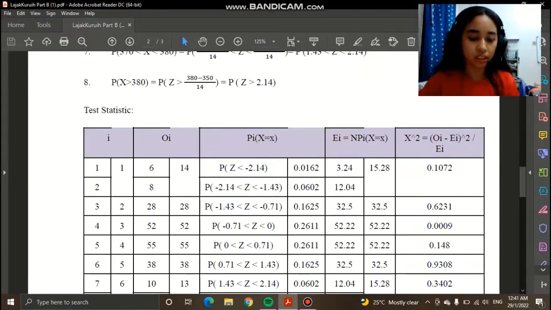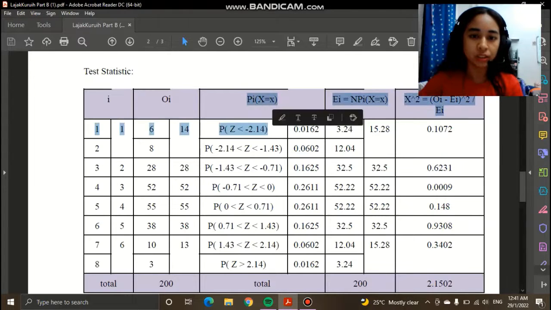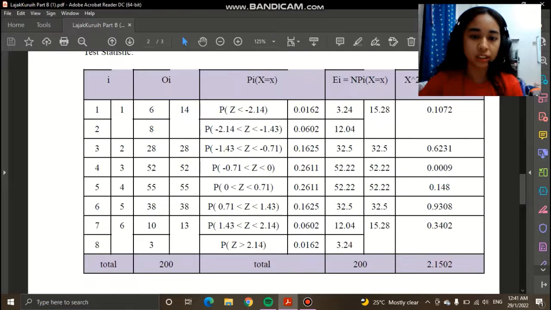For the test statistic, we first find the observed frequency, which is Oi. Moving on, the probabilities that we found beforehand are put in this table as well, and Ei is the expected or theoretical frequency, where we multiply n with the probability.